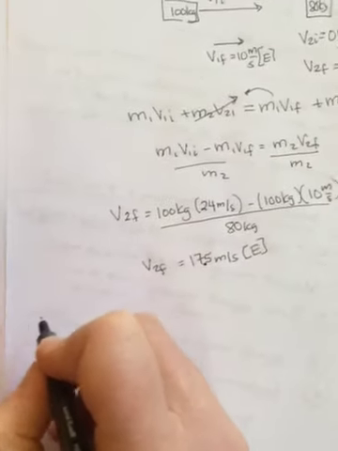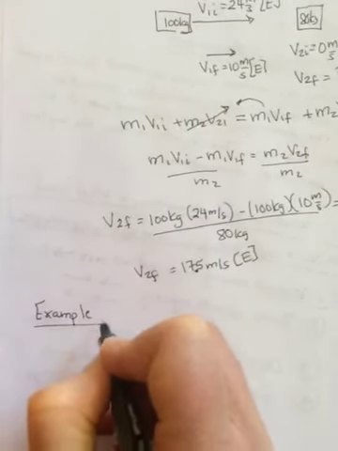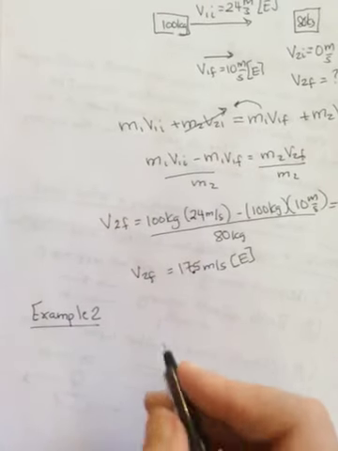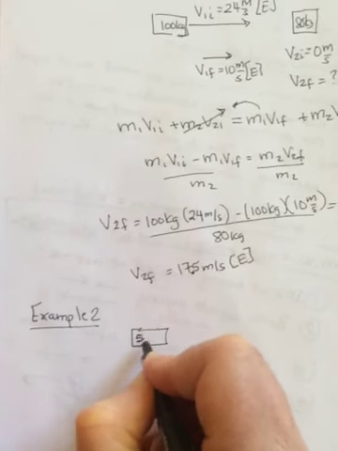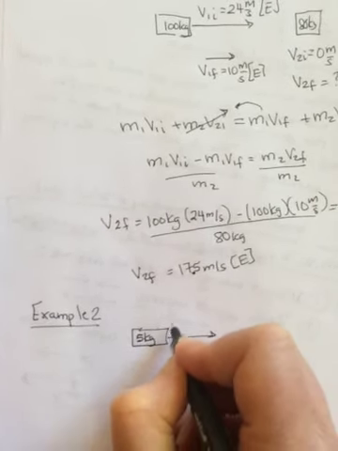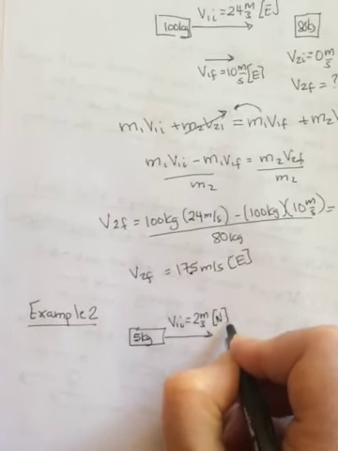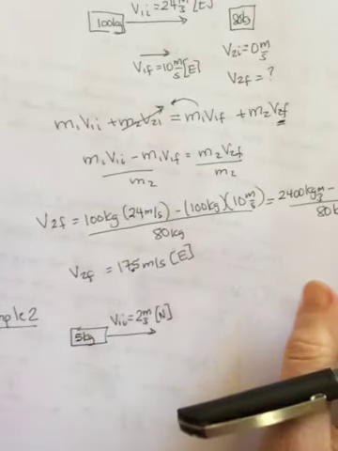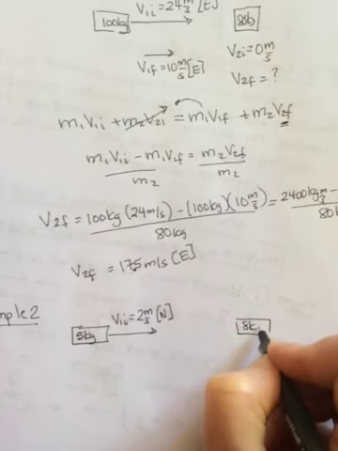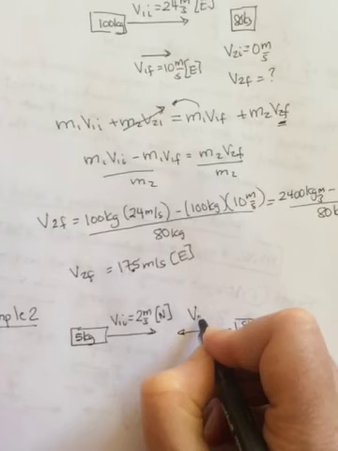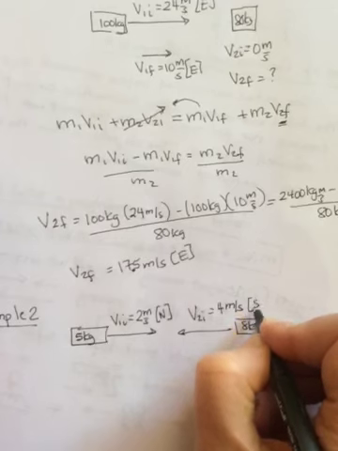Example 2, because I promised you 2 today. Example 2 is they're both going to be moving. Okay? So a 5 kilogram cart is moving 2 meters per second north. So 5 kilograms, and its V1 initial is 2 meters per second, and this way is north this time. And an 8 kilogram cart is moving 4 meters per second south. So this is 8 kilograms, and V2 initial is 4 meters per second south.